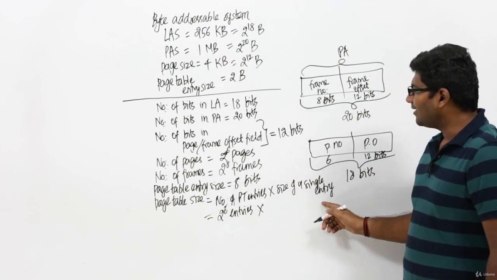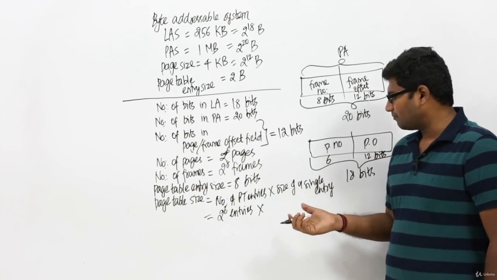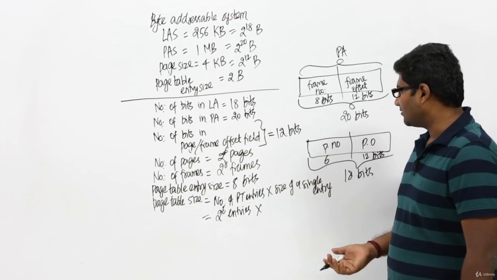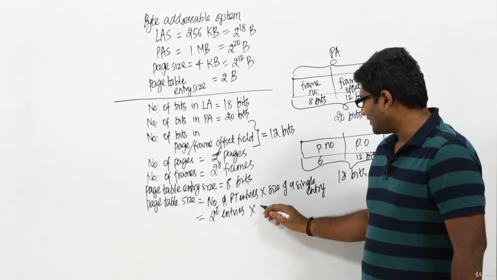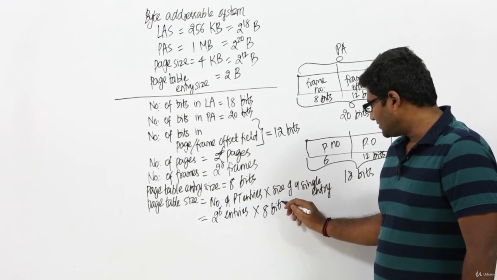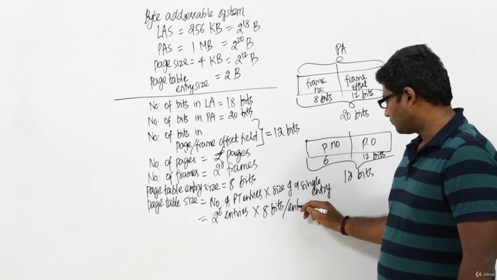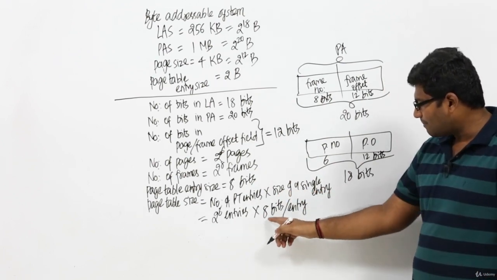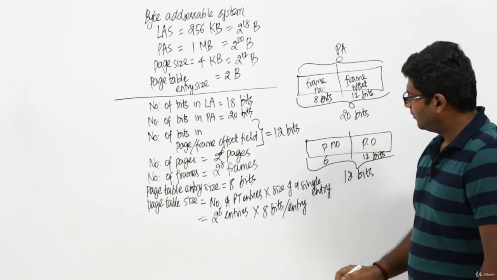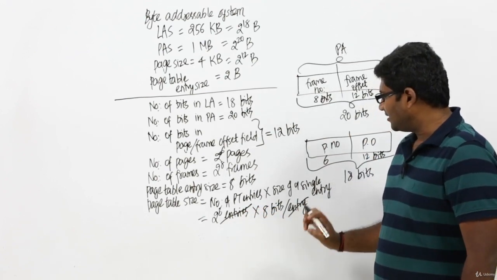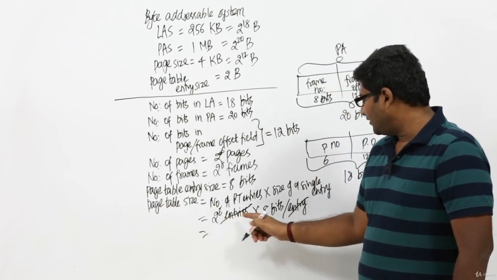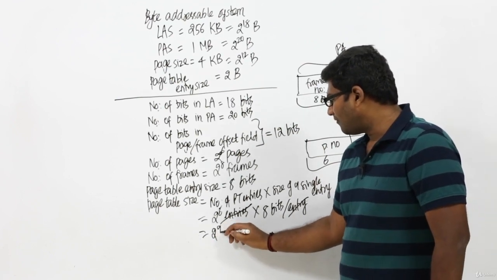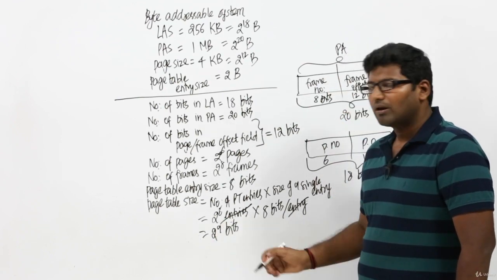The size of a single entry depends on the frame number, because in every page table entry we maintain the frame number in which the corresponding page is present. So the page table entry size is 8 bits per entry. The unit is bits per entry. Now entry and entry will get cancelled, and so 2 power 6 into 2 power 3 is nothing but 2 power 9 bits. 2 power 9 bits is the size of the total page table.